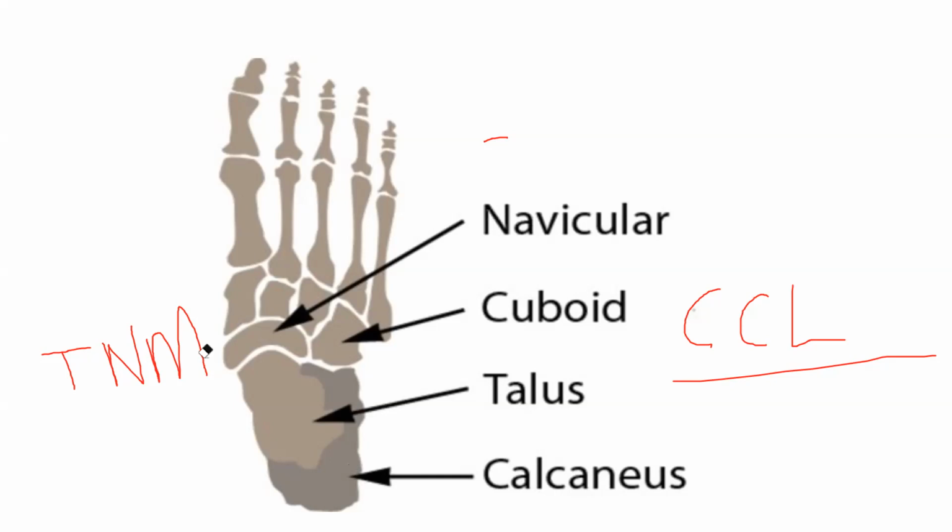Talonavicular and calcaneocuboid all come under the tarsal joints. So we have tarsals, metatarsals and phalanges. All these bones are tarsal joints. Okay, let's move forward.